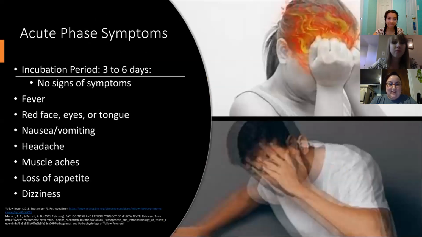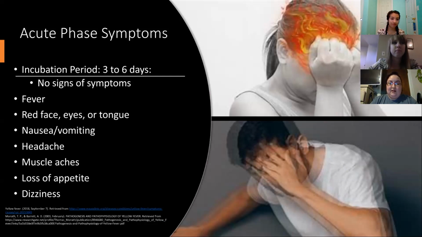So when somebody becomes infected with yellow fever, there's an incubation period of 3 to 6 days, where there are no symptoms. After the incubation period, symptoms start to take effect quickly. One of the symptoms includes a fever that can range from 102 to 105 degrees Fahrenheit and last several days and can cause heart rate to slow.